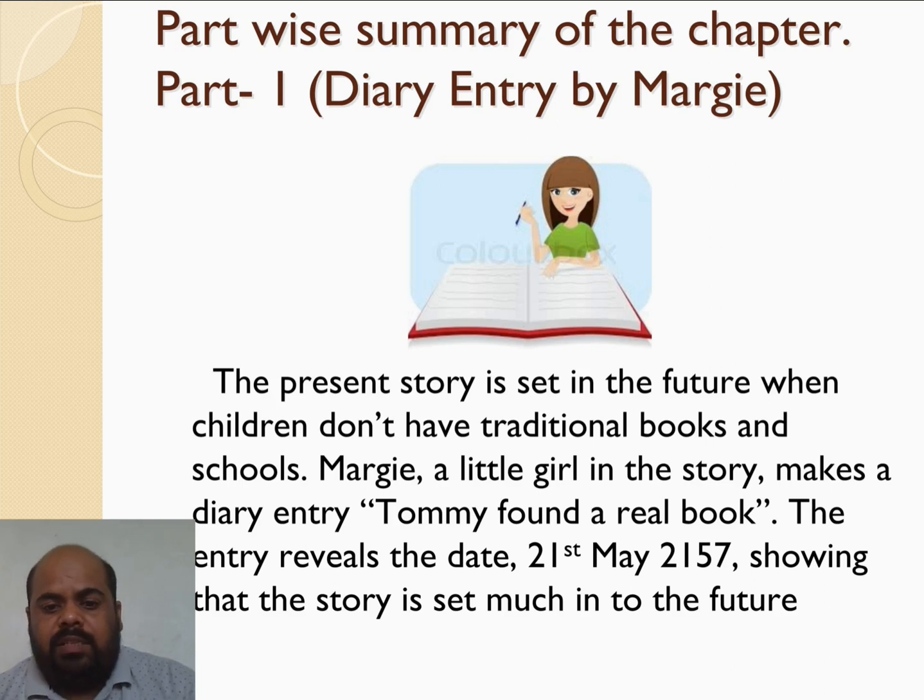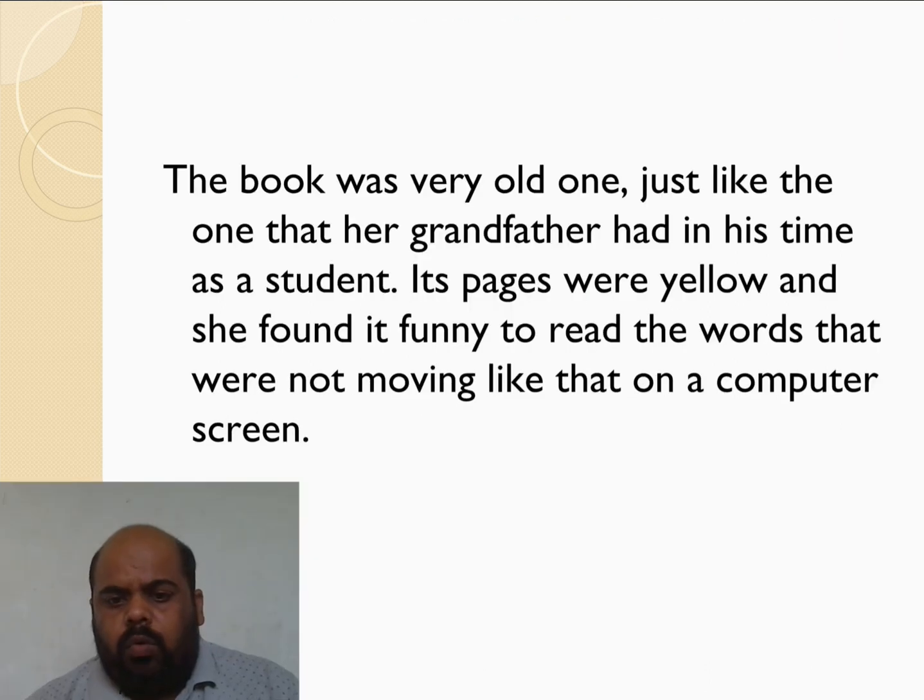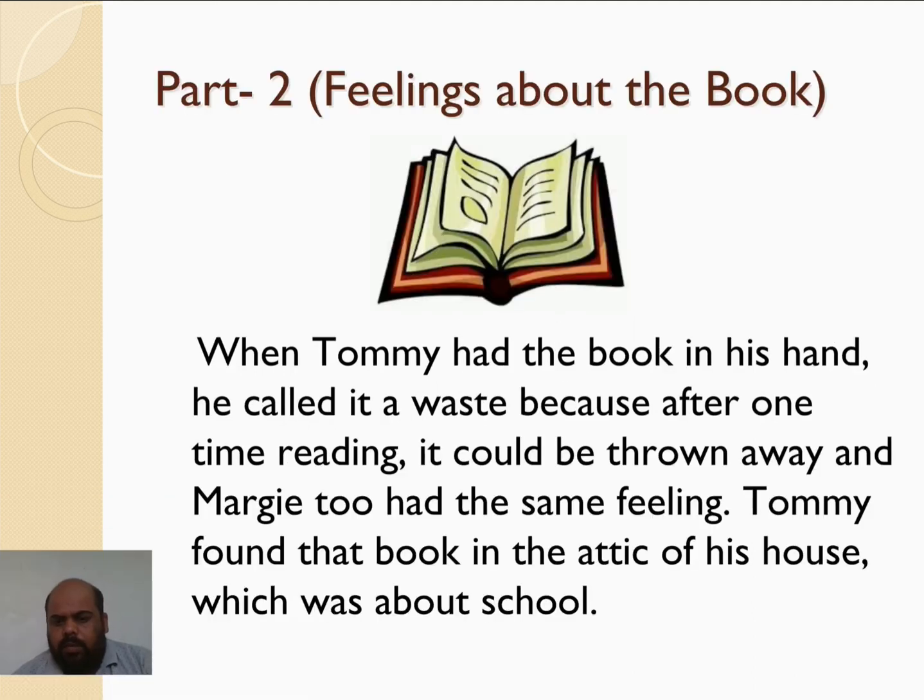The entry reveals the date, 21st May 2157, showing that the story is set much into the future. The book was really old, just like the one that her grandfather had in his time as a student. Its pages were yellow, and she found it funny to read words that were not moving like they do on a computer. Part 2 of the summary.